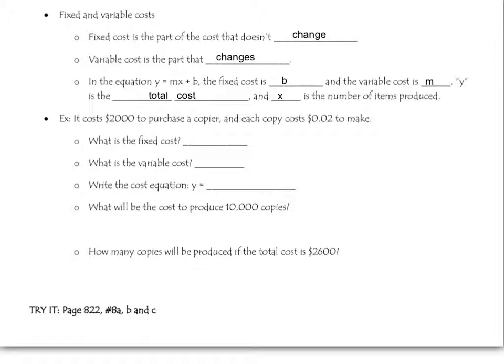So in this example, it costs $2,000 to purchase the copier. Each copy costs 2 cents to make. So what is the fixed cost, the variable cost, the cost equation? What will it cost to produce 10,000 copies, and how many copies will be produced if the total cost is $2,600? So go ahead and try to work that, and then come back for the solutions.